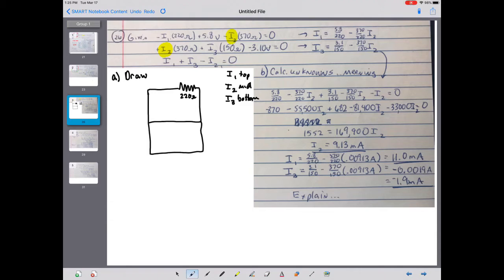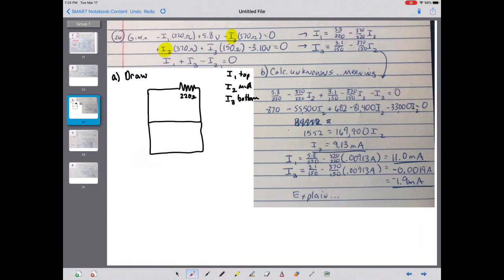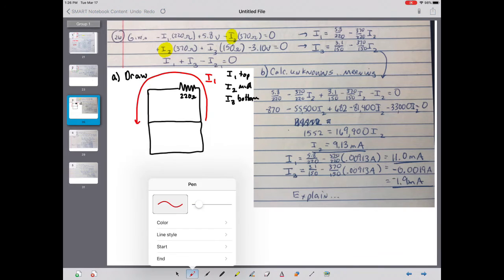So that would be a 220 ohm resistor, and based on the negative sign, I'm going to draw the direction that I want this current to flow. I'm going to have my current I1 move around the branch in that direction. Okay, so then continuing to move on across, the next thing I run into is a positive 5.8 volts.